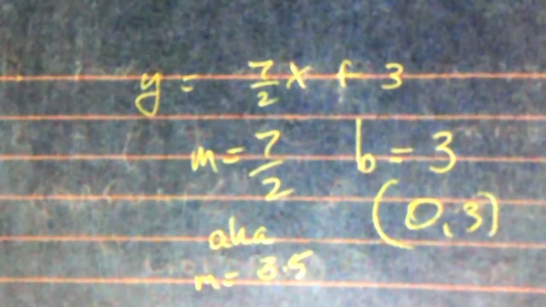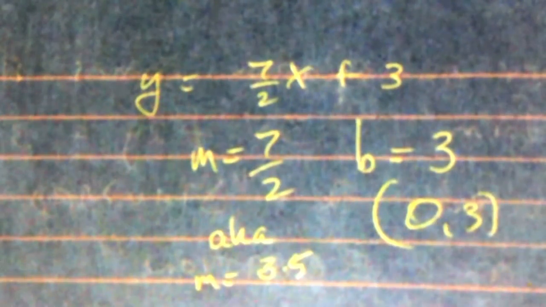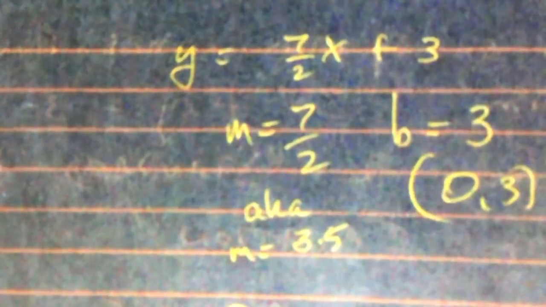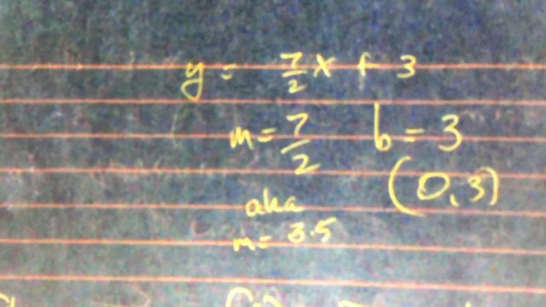We don't really need that in the decimal form. 7 over 2 equals 3.5, but that's not necessarily going to help us for this. So let's go ahead and see what that looks like. Let's talk about what we're going to do, and then we're going to do it.